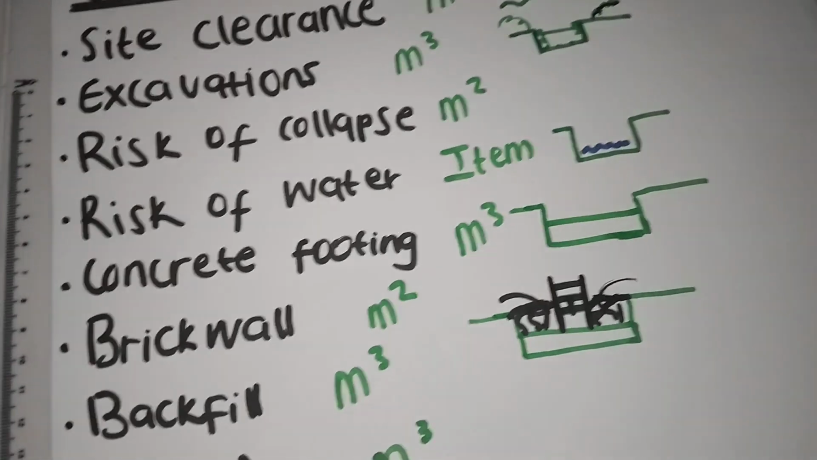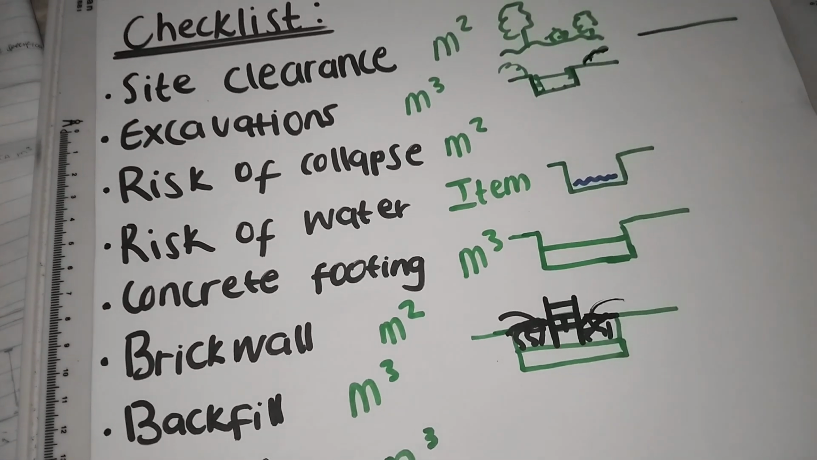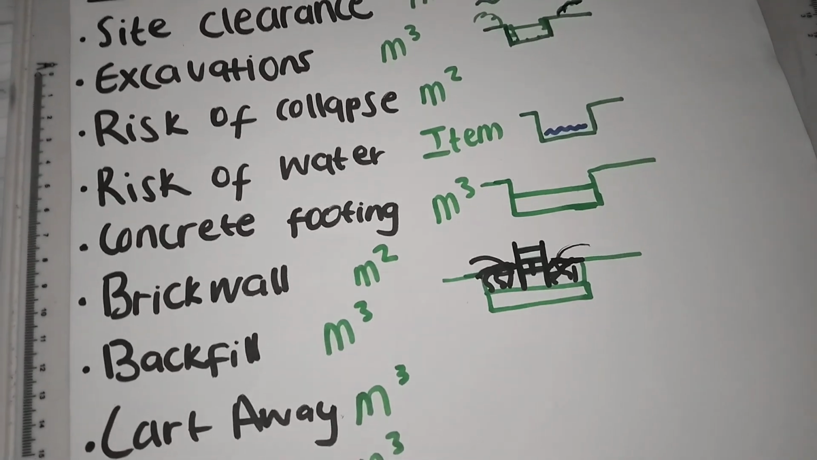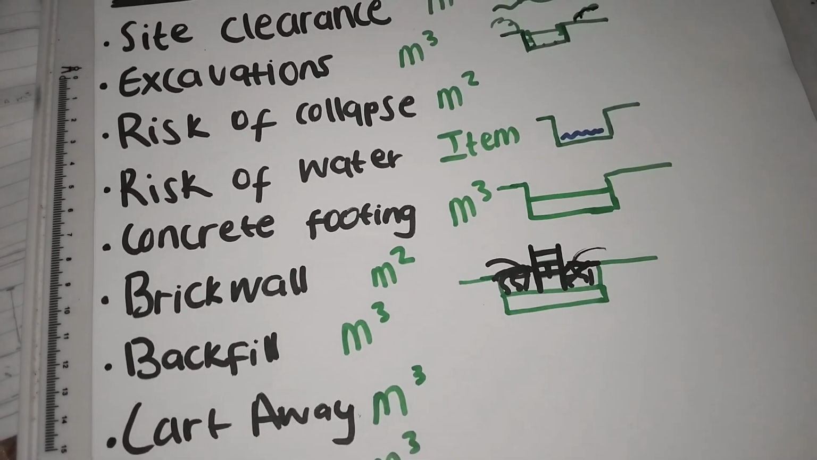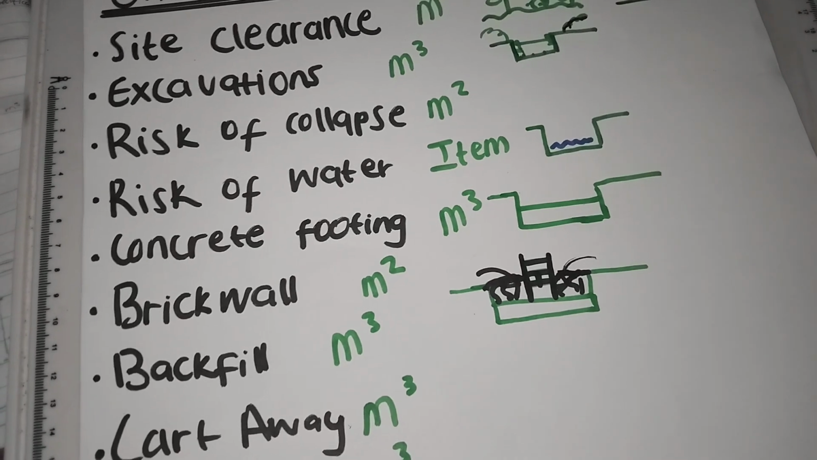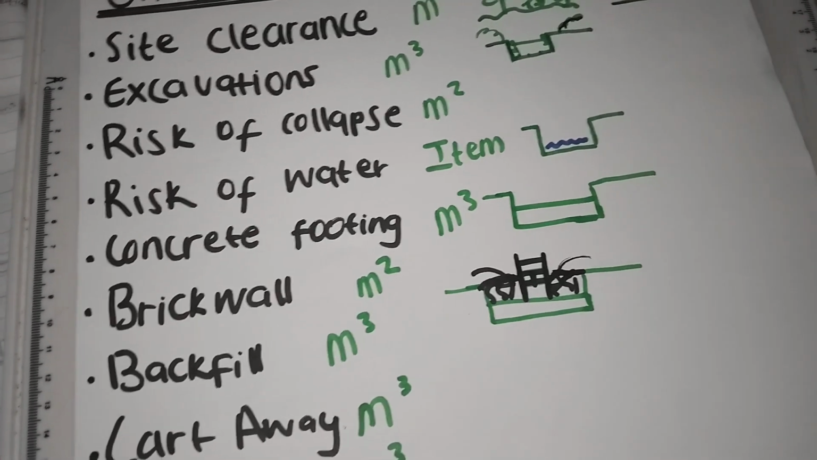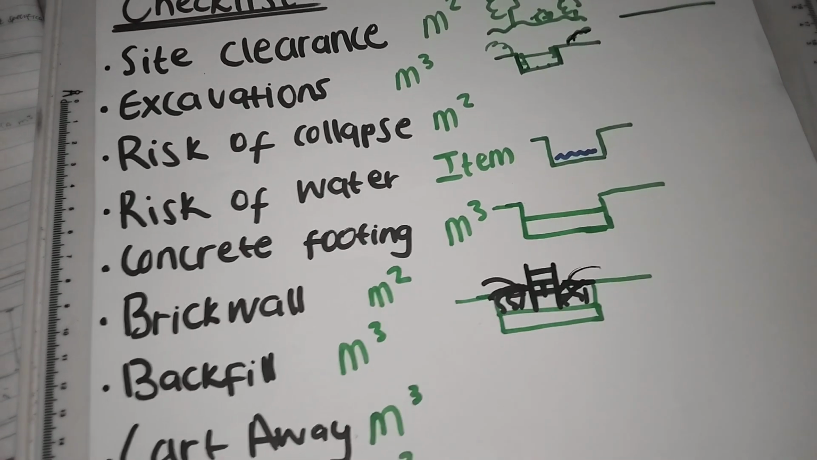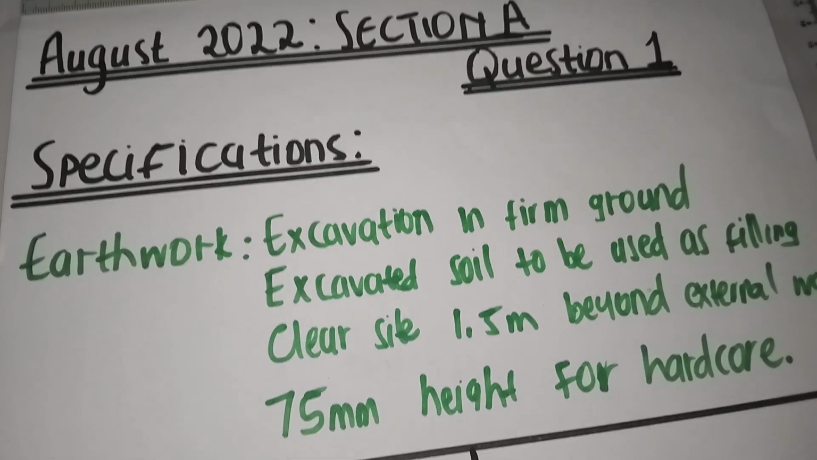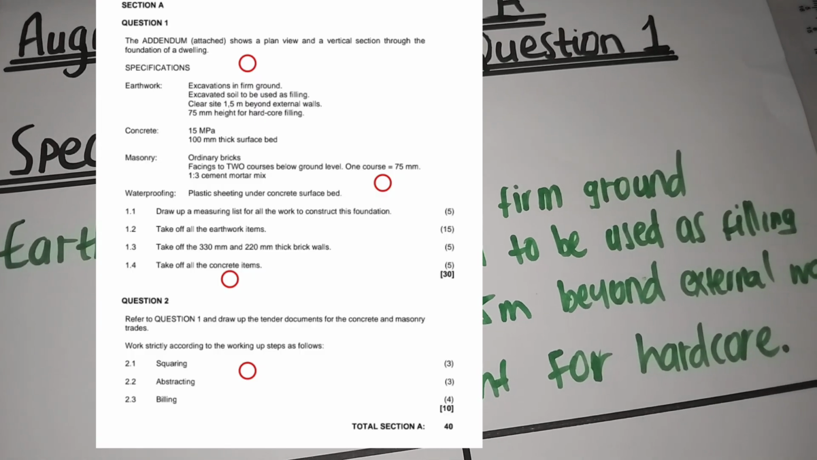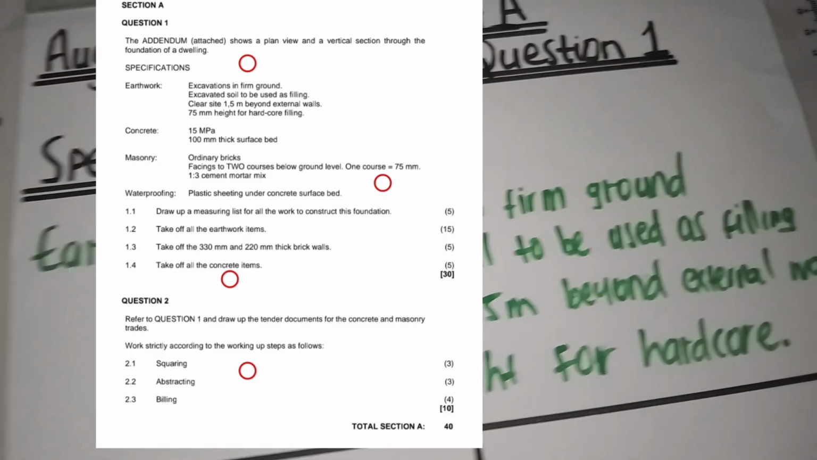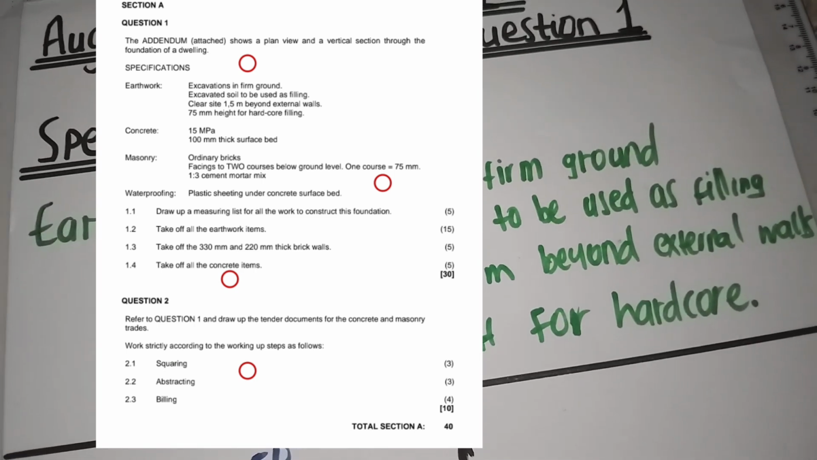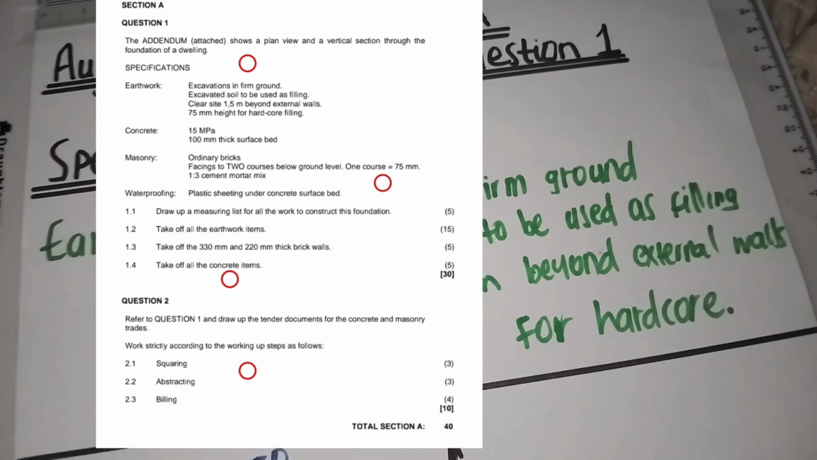Oh, okay, I've done site clearance, tick. I have done excavations, tick. Making the process much easier, just like that. So I feel like I've given you a good background on what you're going to start with when it comes to foundations. So let's get into it. We're gonna go to the question paper of August 2022, question 1 and question 2, right? Question 1 was to take off this, and our question 2 was for abstract building and squaring.